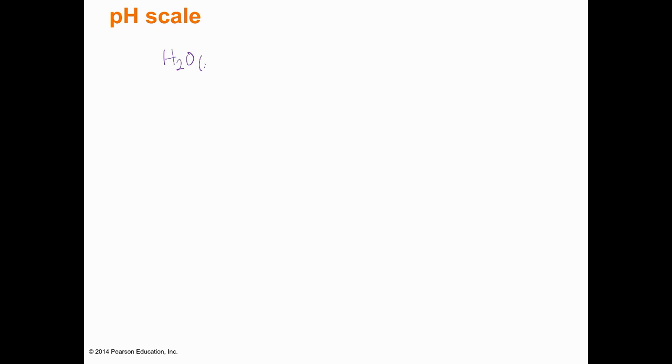So let's picture water. Now water is an interesting substance because of many reasons, as we've seen in the semester. But in this case, it's because it can act as an acid and a base. And what it does is it reacts with itself. And this is called self-ionization reaction. So one water molecule donates H plus to the other one.